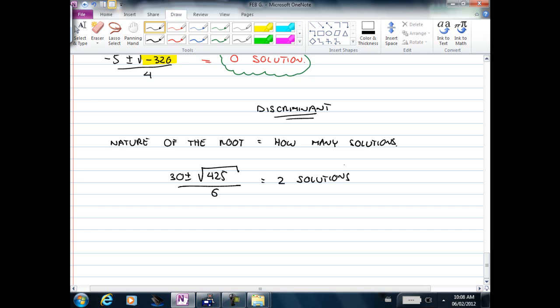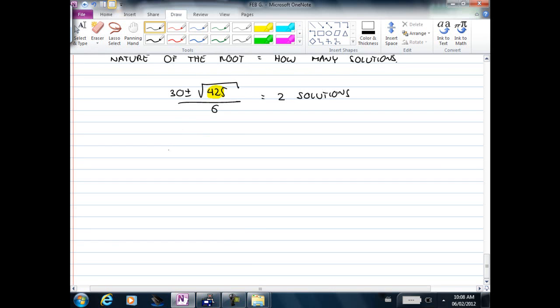When it refers to nature of root, would you agree the only thing that matters is this stuff? That's it. Because if I give you a question like this, again, it could be some large number. It doesn't matter what I give you. Negative 20,000. I don't have time here to plug this in on my calculator.